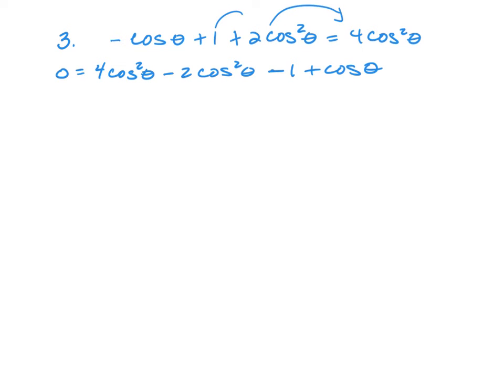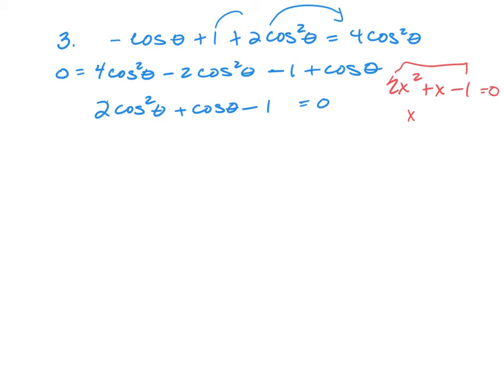So 4 minus 2 is 2, so this is going to be equal to 2 cosine squared of theta plus cosine of theta minus 1 equals 0. And this translates to 2x squared plus x minus 1 equals 0. So what times what is negative 2, and added together is positive 1? And that would be 2 and negative 1. Okay? So we rewrite it as 2x squared minus 1x plus 2x minus 1.